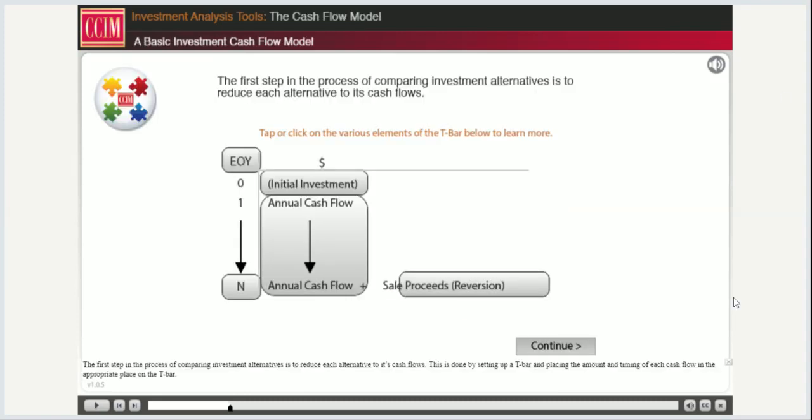The first step in the process of comparing investment alternatives is to reduce each alternative to its cash flows. This is done by setting up a T-bar and placing the amount and timing of each cash flow in the appropriate place on the T-bar. The T-bar will be used to compare investment alternatives of equal risk and select the preferable investment alternative. It has the following four components.